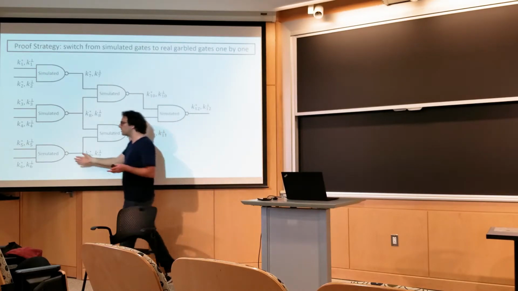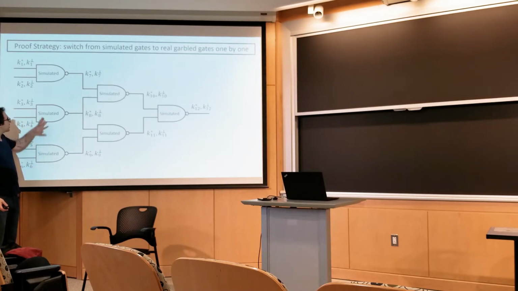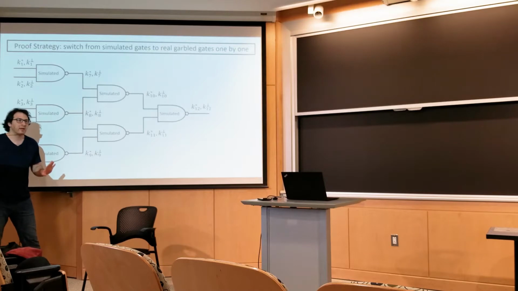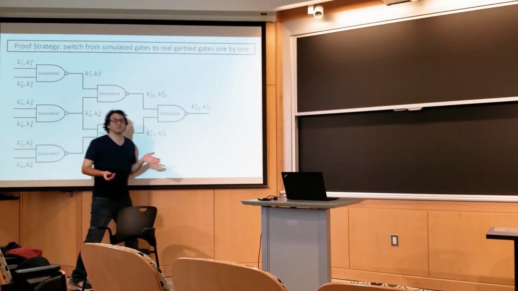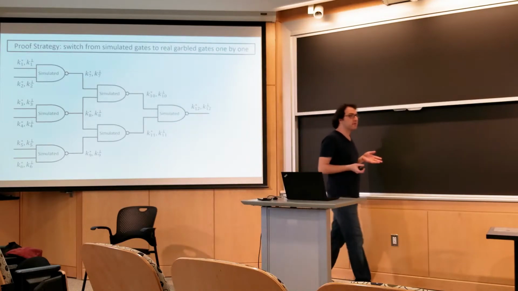Another option is maybe start from the inputs. Start from this gate, change everything in the first layer, then change everything in the second layer. So does this matter? What's the right direction to work in? Does anybody want to guess?